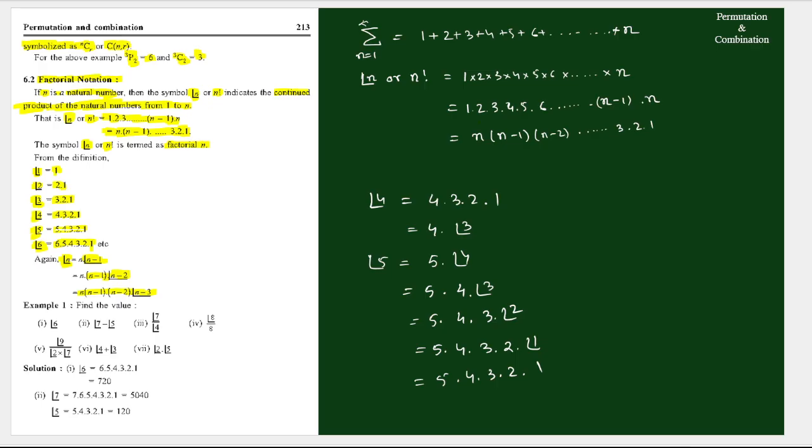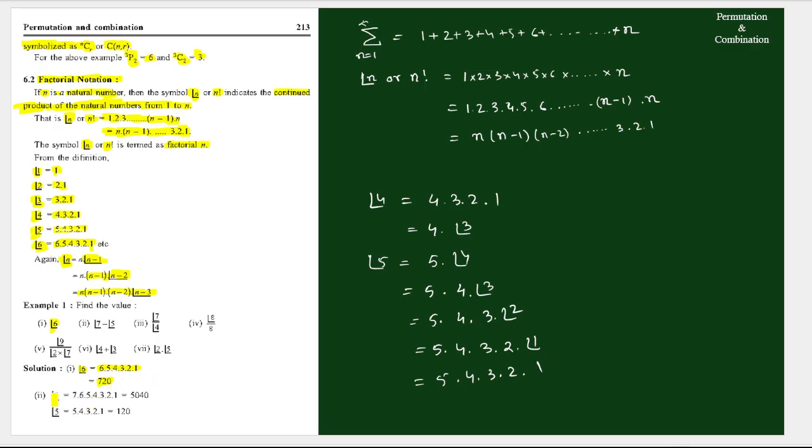See our example now. Let's go to the factorial example. We have to find the value of factorial 6. Factorial 6 means 6 into 5 into 4 into 3 into 2 into 1. Multiply this, you will get 720. 6 into 5 is 30, right? 30 into 4 is what? 120. 3 into 2 is what? 6. 120 into 6 is 720.